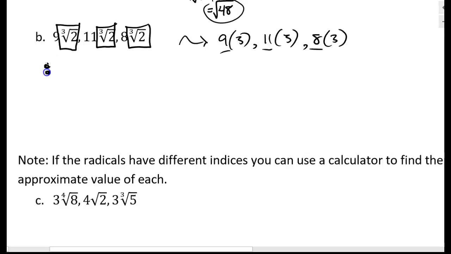So in this case, greatest to least, we've got 11 the cube root of 2 is greater than 9 the cube root of 2, which is greater than 8 the cube root of 2.